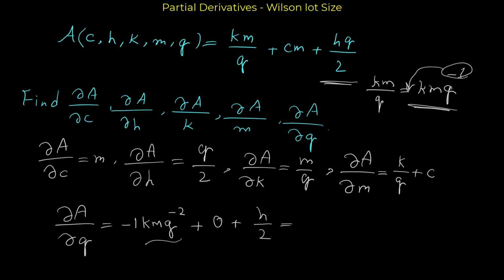If you like, you can rewrite this in the form of negative Km, moving Q squared back down to the denominator because the power is negative. It's better to rewrite it in this form, plus H over 2. And you don't really need to do any common denominator here. Leave the answer in this form. This is the best form for the answer of this question. This was a relatively simple question, but it was a good practice for partial derivatives.